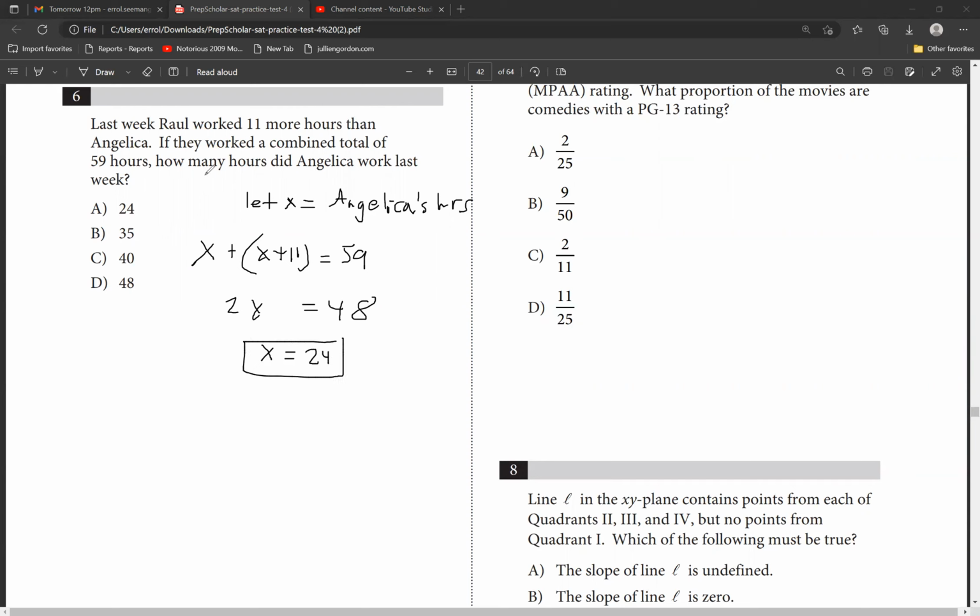So what are we asking? How many hours did Angelica work last week? Yeah, 24. And Raul worked how many? 35. So there's your 59 right there. Okay. But they're asking how many hours Angelica worked last week, which is 24.